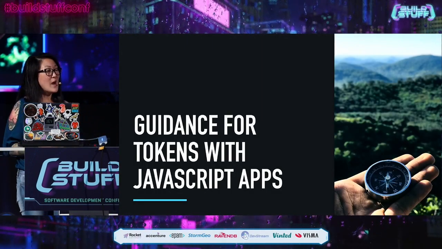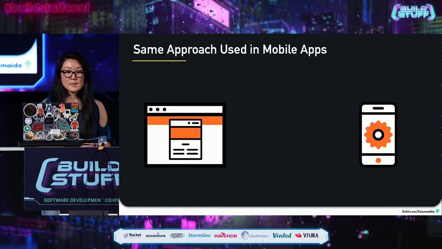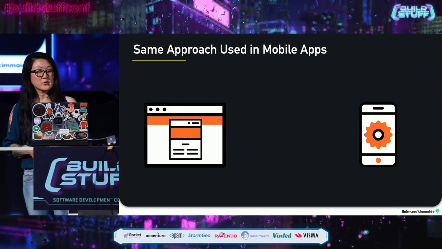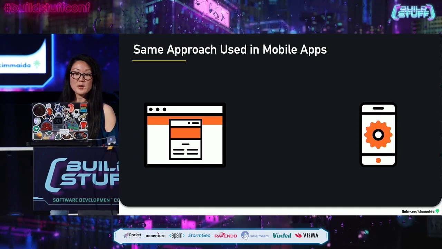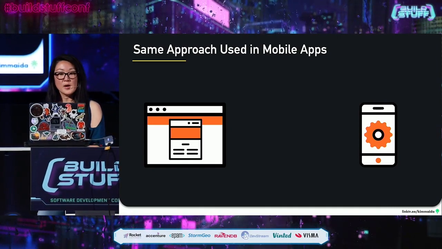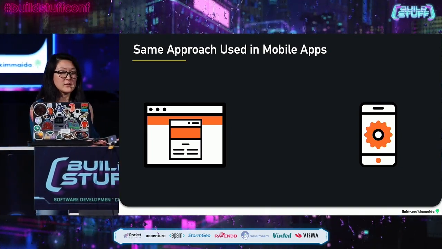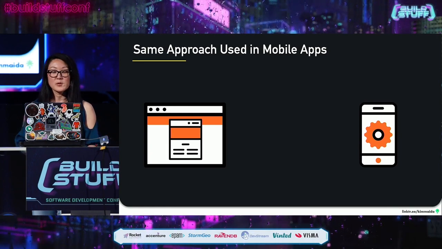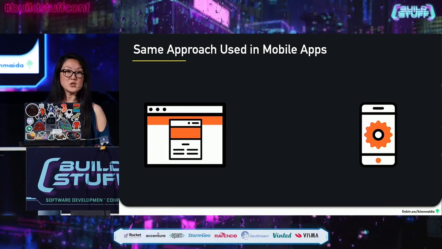So I'm going to talk about guidance for token use with JavaScript applications. The approach that we use for JavaScript apps is actually the same approach that's used in mobile applications, because mobile apps are also public clients. They're not capable of storing client secrets securely because they live on a user's device, not in a centralized, secure location. Remember, this is similar to the situation that we have with single-page apps because they're loaded into each user's browser.